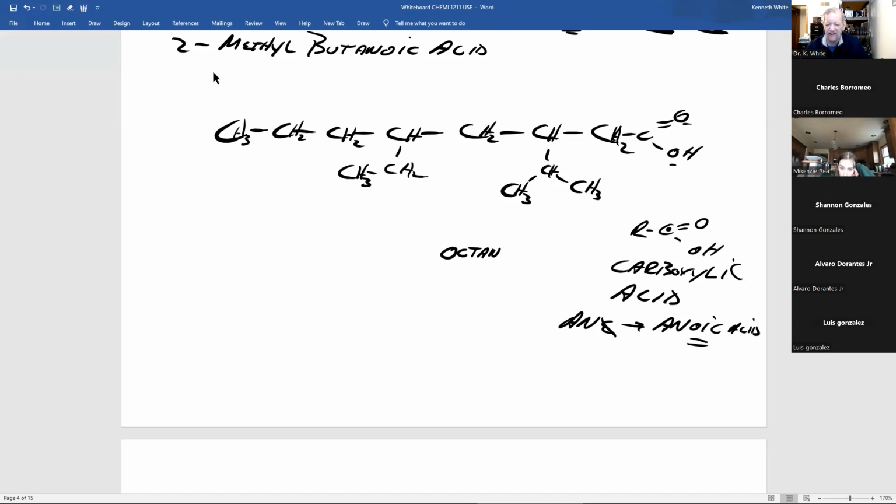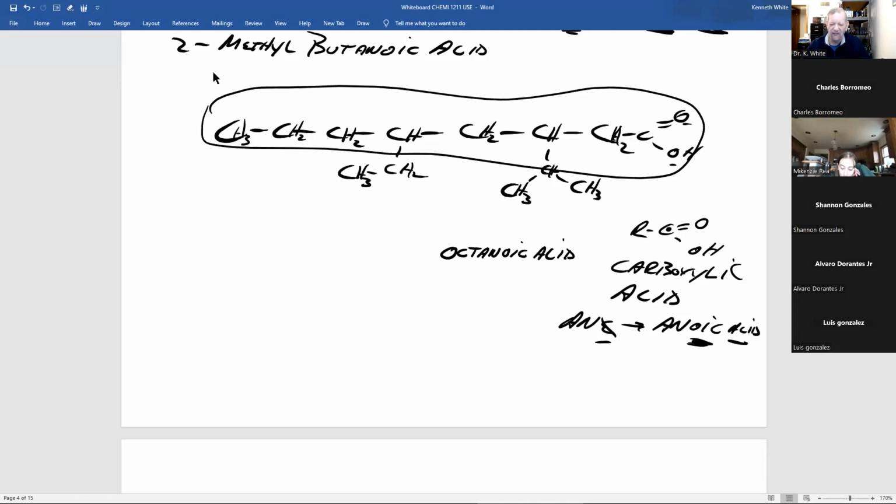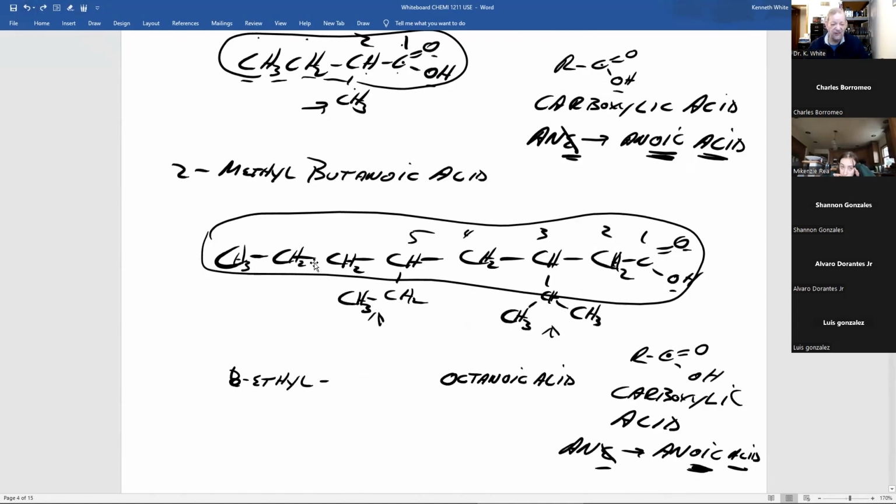It's a carboxylic acid. Drop the E, add OIC and the word acid. Octanoic acid. Aren't you glad I don't give pronunciation quizzes? Now, as soon as I say that, this is all spoken for. Oh, here we have an ethyl group. Here an isopropyl. The carbonyl carbon is 1, 2, 3, 4, 5. So I have 2 ethyl. That's the 2 ethyl.